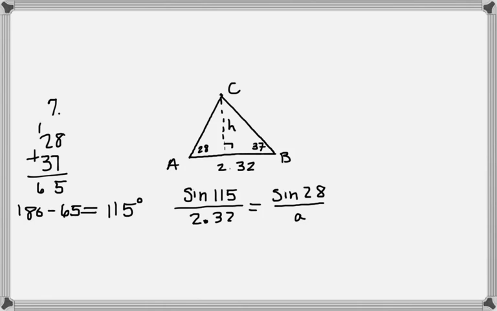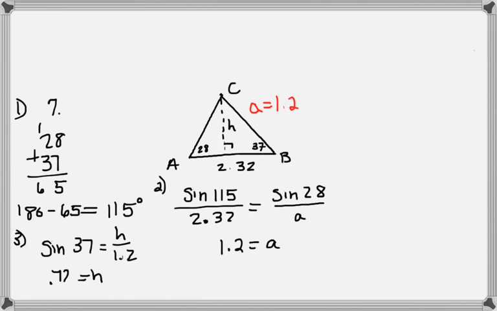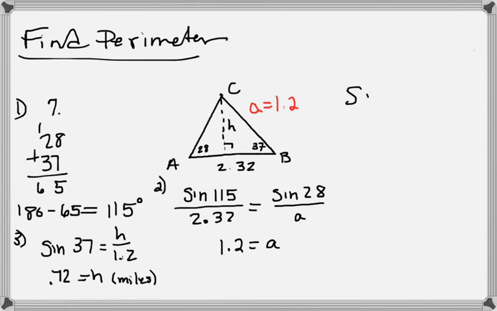Right now, everything you have in terms of side lengths is all about the big triangle. So you work it out. Turns out that A is 1.2. Pay attention. Questions so far? So step 1 would be to find the top angle. Step 2 would be to find the side length. Step 3 would be to work backwards, taking sine of 37 equals h over 1.2, which equals 0.72 miles high.